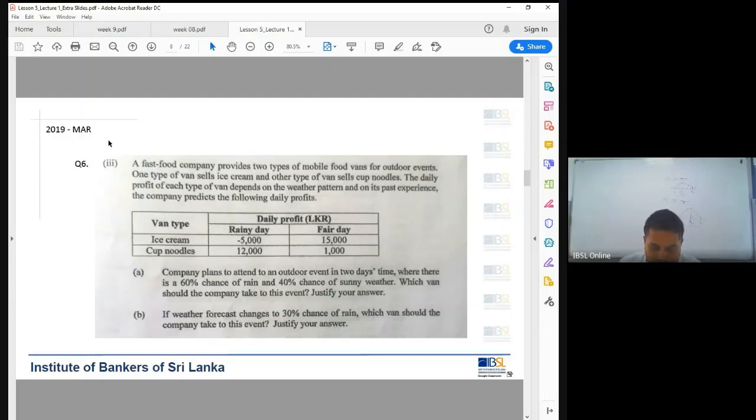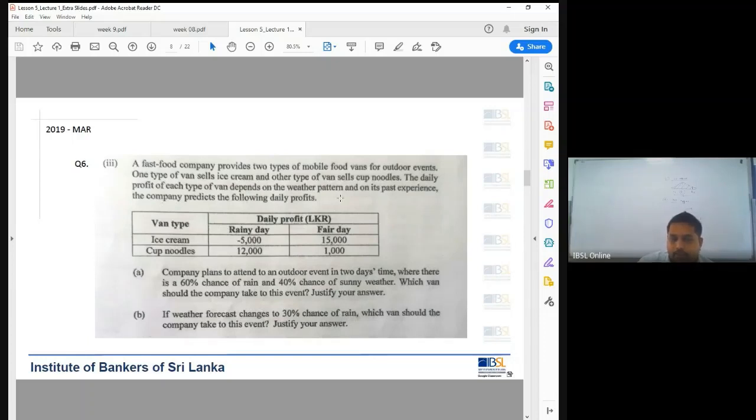A fast food company provides 2 types of mobile food vans for outdoor events. One company, 2 types of vans. One type of van sells ice cream and the other type of van sells cup noodles. Okay, two production lines being channeled to these two vans, it seems. The daily profit of each type of van depends on the weather pattern. And based on its past experience, the company predicts the following daily profits.